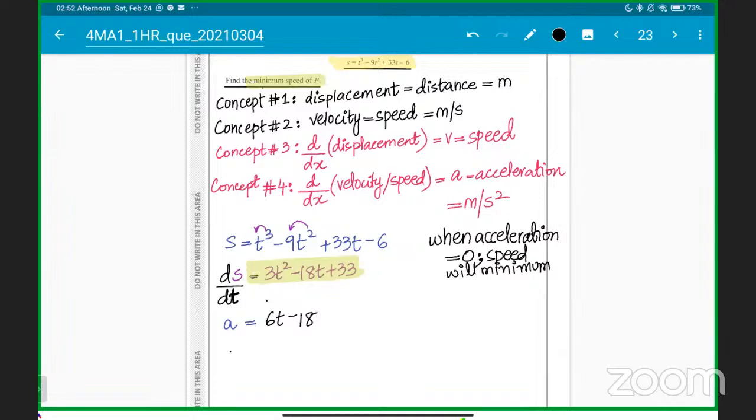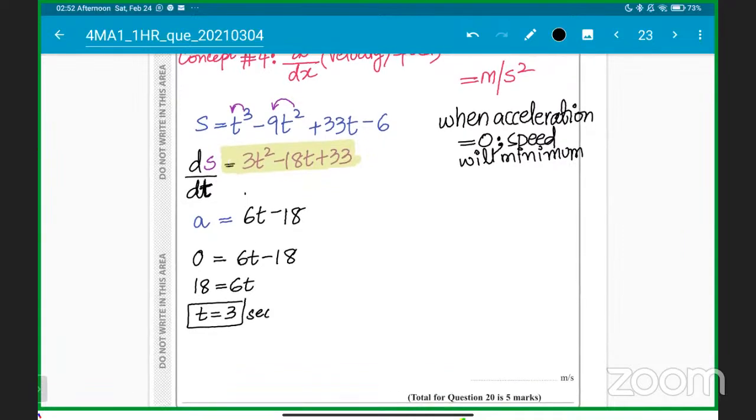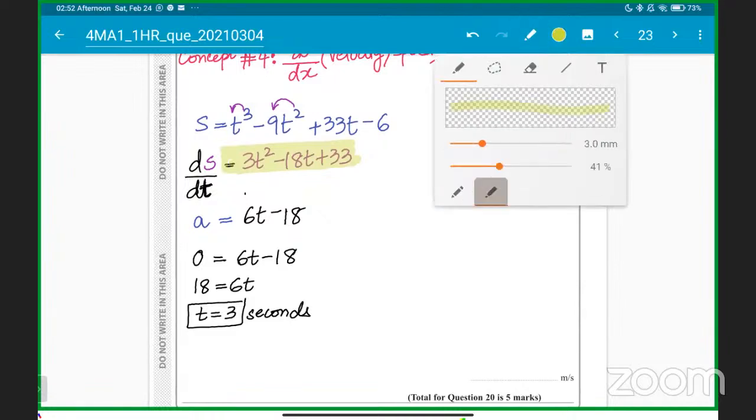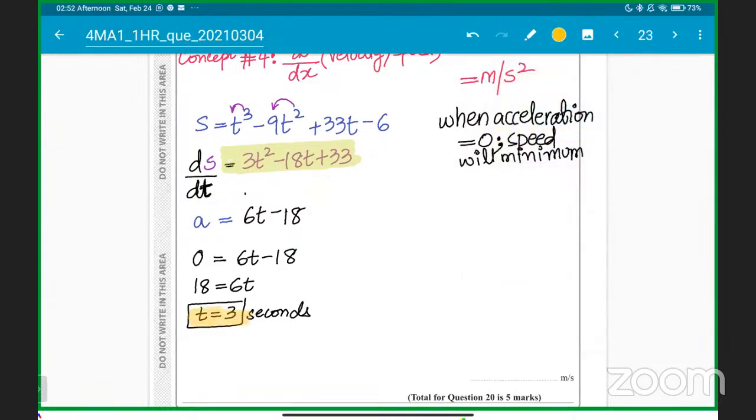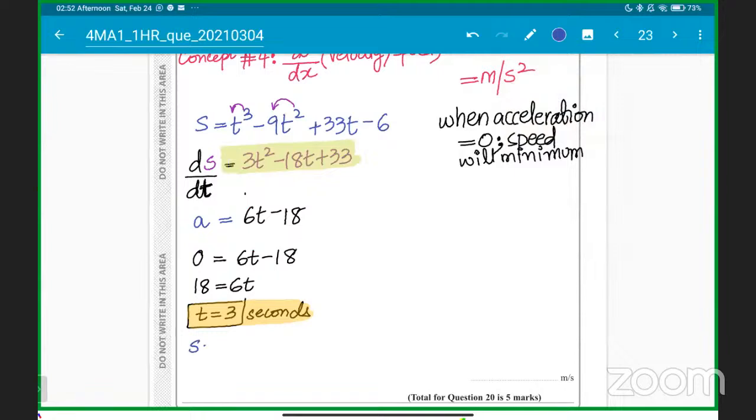So now acceleration is equal to 0: 6t minus 18 equals 0. We have done the differentiation. So 6t is equal to 18, t is equal to 18 divided by 6, that is 3. So at time 3 seconds, you can understand and interpret this information with me. At time 3 seconds, the acceleration will be 0, which means that the speed will be minimum when the time is 3 seconds. So I'm plugging the time back in to get the answer.